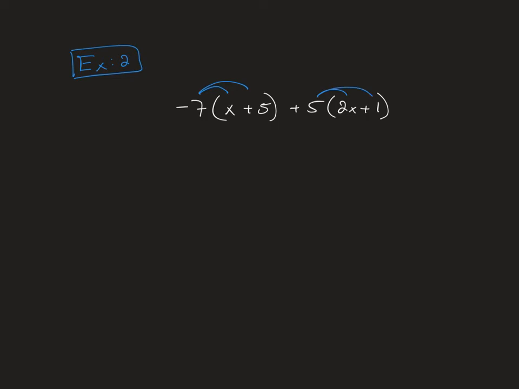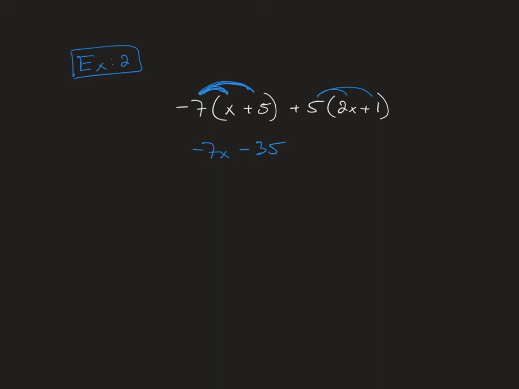So I'm going to take that negative 7 and multiply it by the x, and I get negative 7x. It kind of just goes together. Then I take the negative 7 and multiply it by the positive 5. That's negative 35 or minus 35. You can write that as plus negative 35, or minus 35. I like to write it just as minus 35. It's the exact same thing.